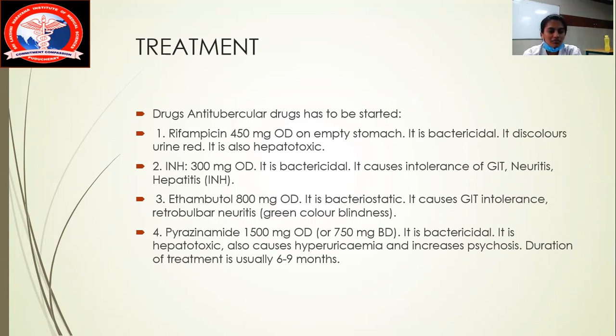Pyrazinamide is 1500 mg OD or 750 mg BD. It is bactericidal, it is hepatotoxic, and it also causes hyperuricemia and can increase psychosis. So these four drugs are usually given for 6 to 9 months, and then we are going to see how the patient reacts.